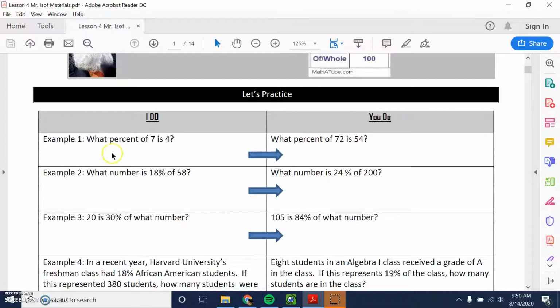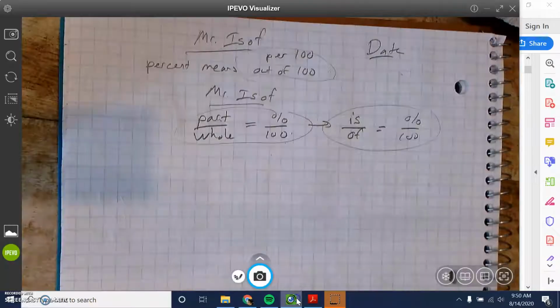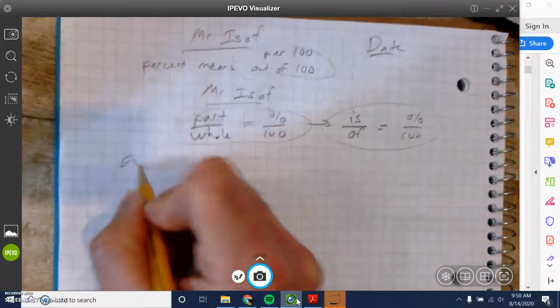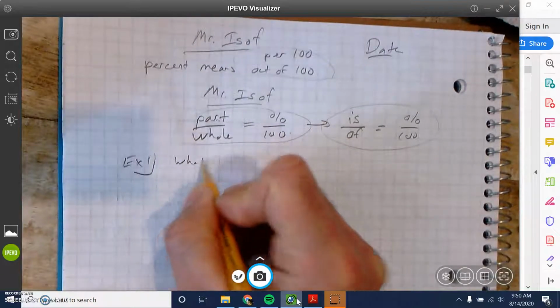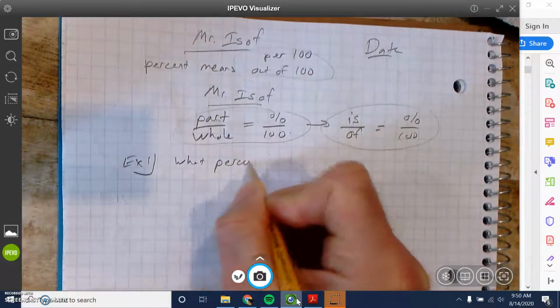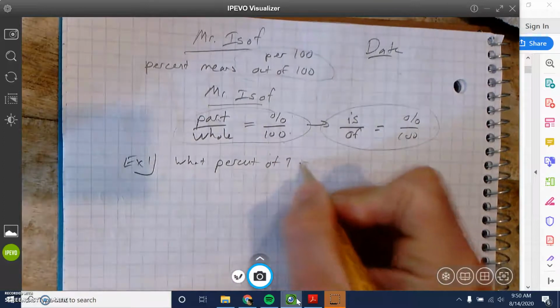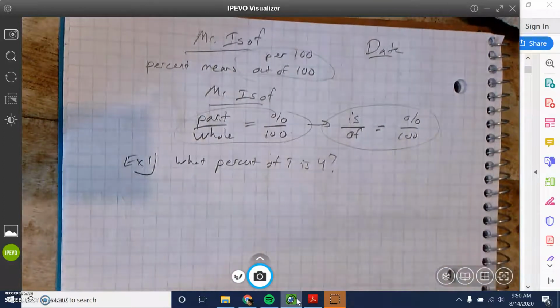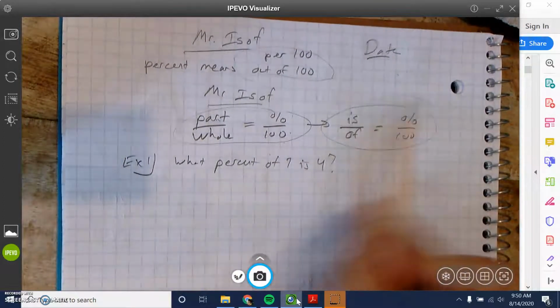So let's now do the first one together. What percent of 7 is 4? I'm actually going to write that on my paper. Example 1. What percent of 7 is 4? Okay.